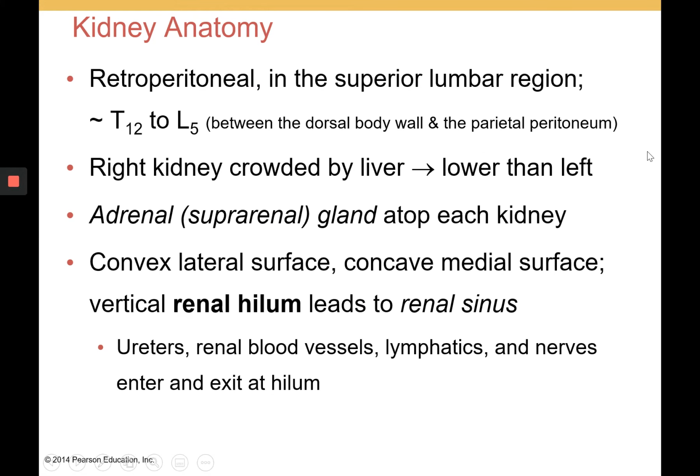The kidneys themselves are retroperitoneal because they sit behind the retroperitoneum. So they're in that superior lumbar region, and the right kidney will be a little bit lower than the left because it's crowded by the liver. They're below the adrenal glands, which sit atop each kidney, and they have a convex and concave surface. The concave medial surface is where we would find the renal hilum, or the hilum, and the hilum is going to be the location of where things enter or exit the kidney. In general, there's 3 large structures we can see enter or exit each kidney, and that is the renal artery, renal vein, and the ureter.